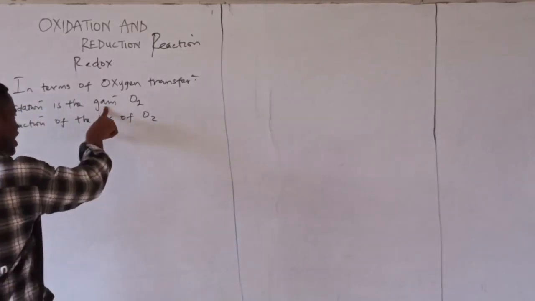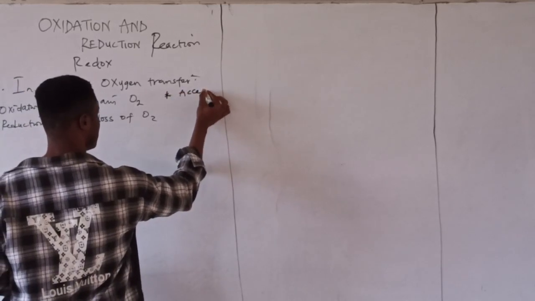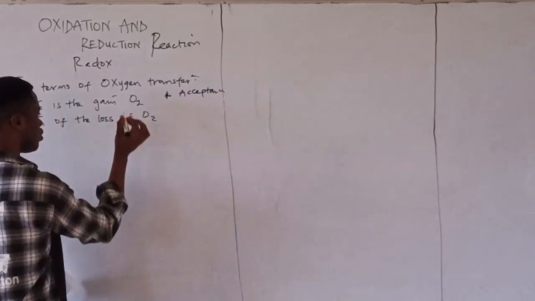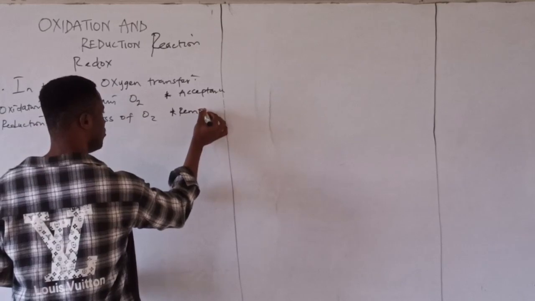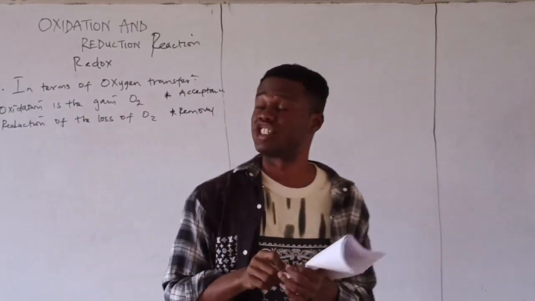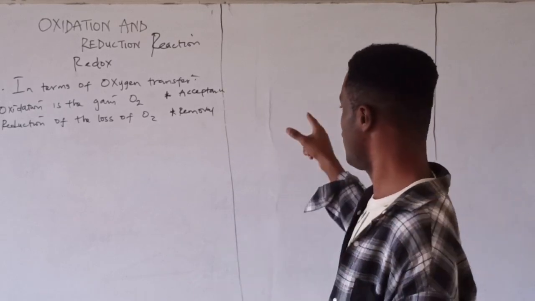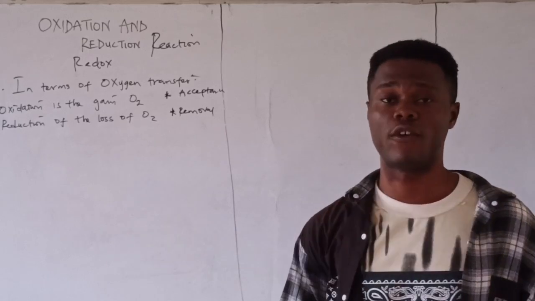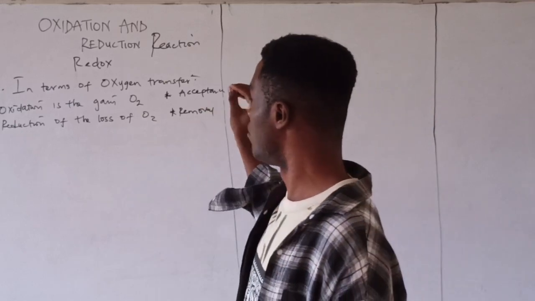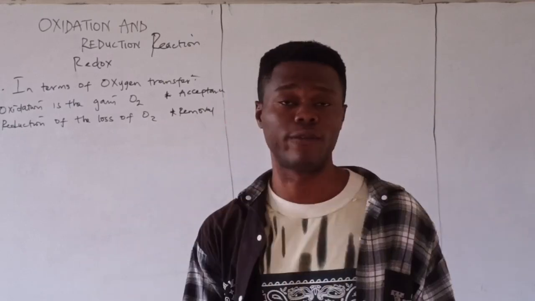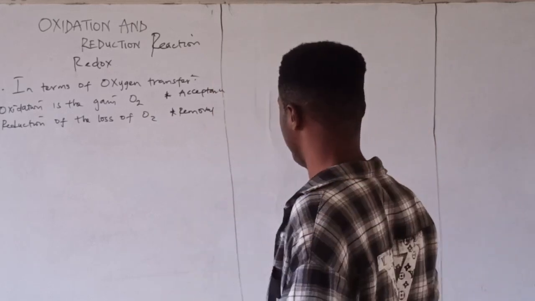The word gain here can be used interchangeably with acceptance, and the word loss can also be replaced with removal. So oxidation is the acceptance of oxygen by a substance, while reduction is the removal or loss of oxygen from a substance. So we are going to use an equation to represent the redox equation in terms of oxygen transfer.